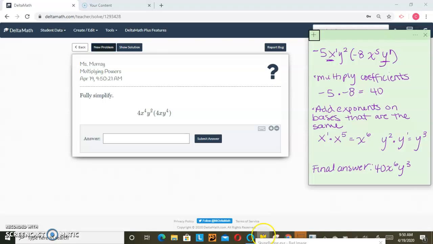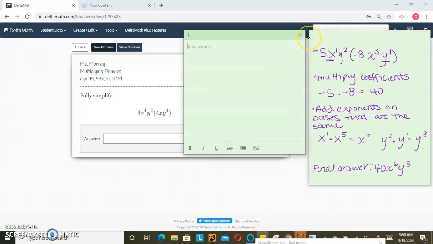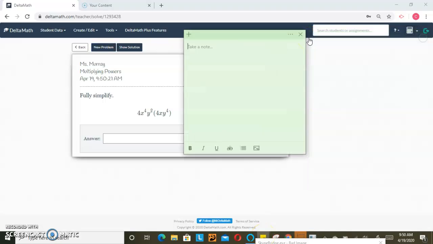Pull up my sticky pad, get a new sticky. Let's get rid of this one.